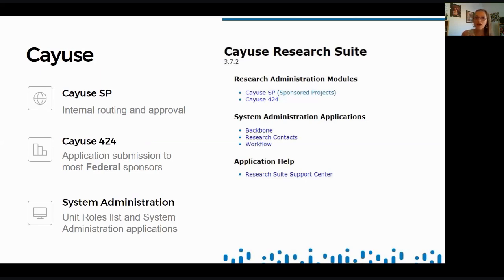What I really want to point out is the Cayuse 424 profile is tied to your Cayuse SP profile. They're like one and the same. So I want you to realize that your Cayuse profile is managed in 424. Now, there are going to be some changes to Cayuse relatively soon, I think. And when they do that, your profile will be managed in Cayuse, not in Cayuse 424. So I think that'll be a little less confusing.